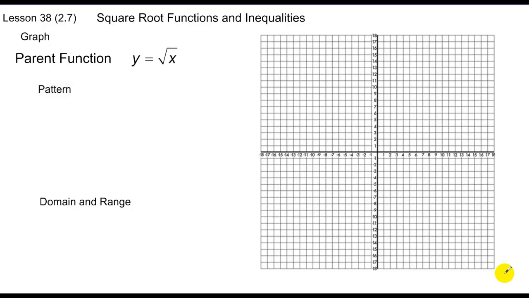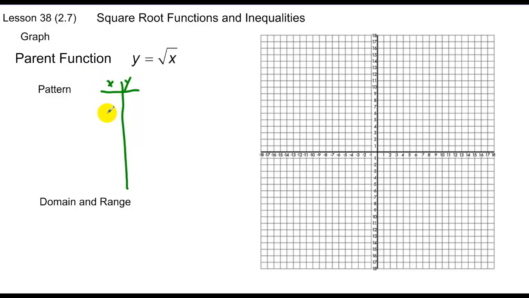Today we're going to graph radical or square root functions and inequalities. And we're going to first take a look at our parent function of y equals the square root of x. In order to graph this, we're going to pick some points, and the points we'll pick are perfect squares for x and then find their square roots, which are y.